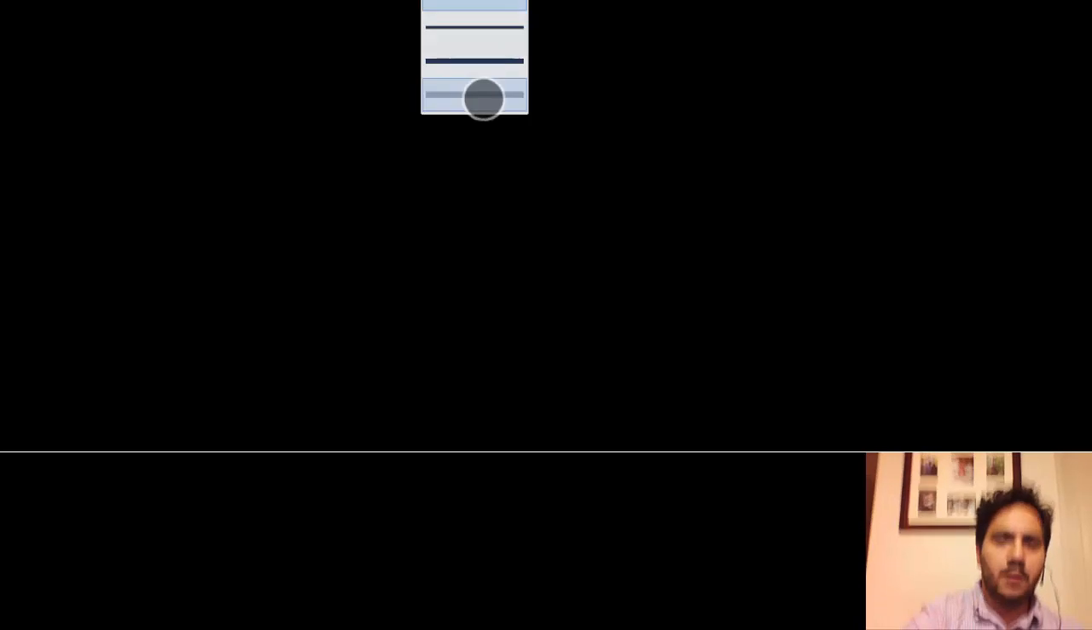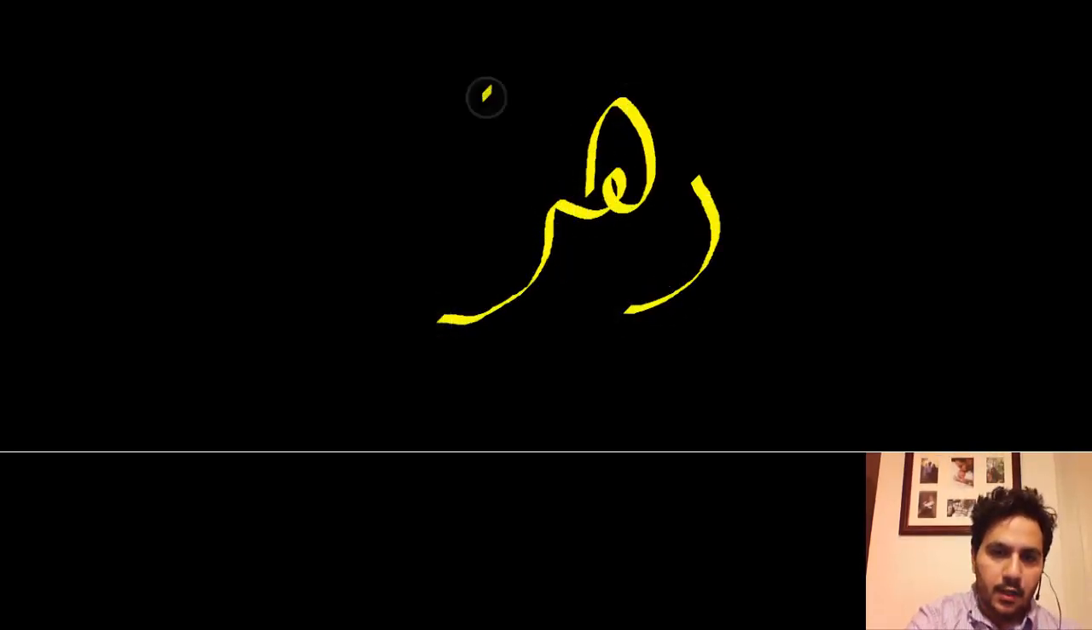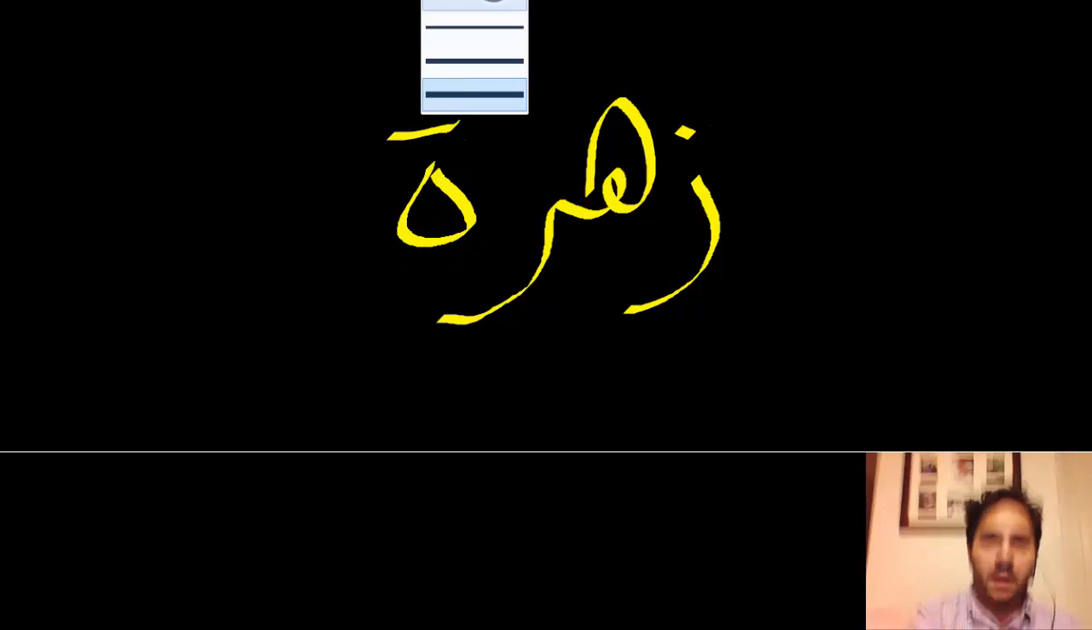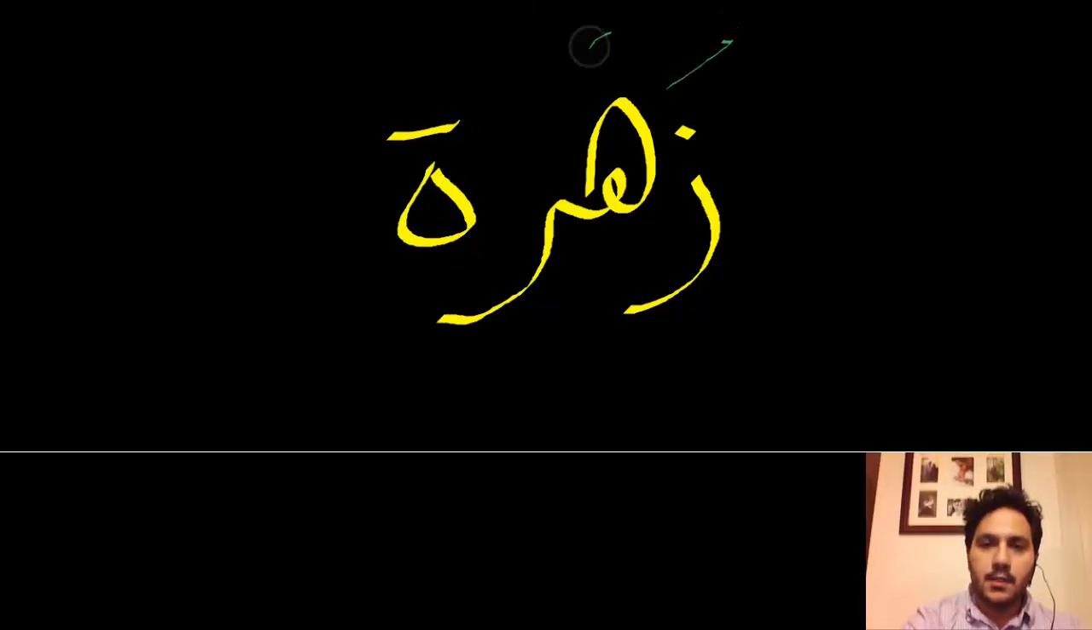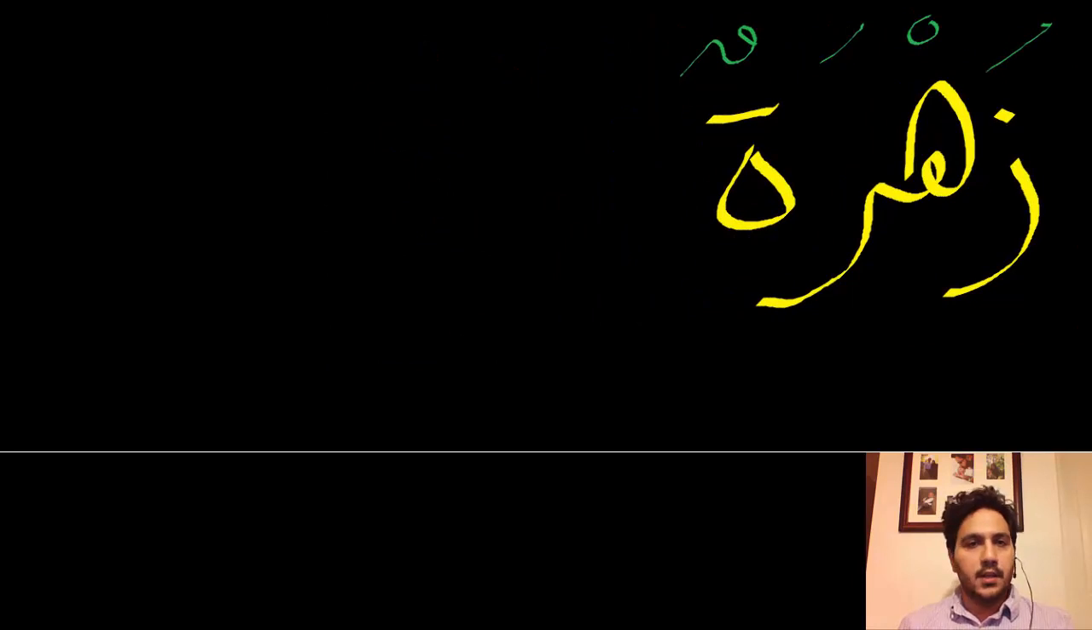An example of a word that begins with a sun letter is Zahra, actually Zahratun. And let's add the harakat really quickly. Zahratun, a rose. And let's put that there in the indefinite form. Let's write it out in English, what this means.